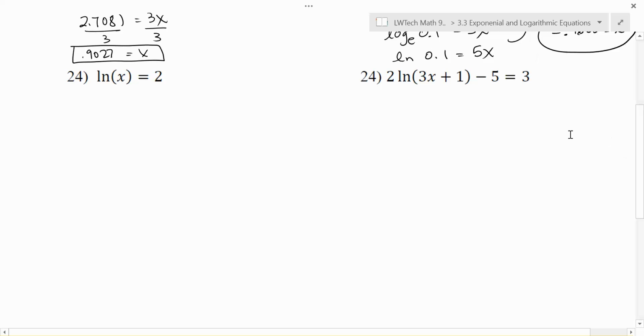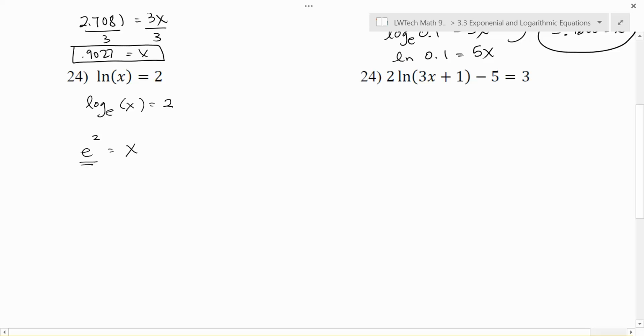Now, if your x is inside the ln, then the only way to get x out of any type of logarithm is to change it to exponential form. So when we go to change this to exponential form, and if it helps you, go ahead and rewrite it. Ln means log base e of x. So in this particular case, my base is e. Come over here to grab my power, equals, and then whatever was inside the logarithm is now by itself.